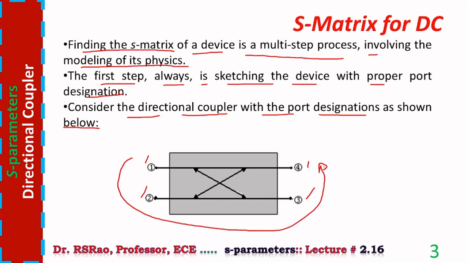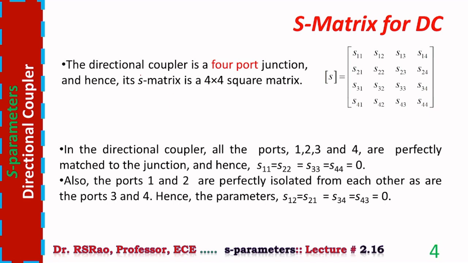scheme is followed. Usually, 1 is given to input port. Port below input port is decoupled port. Port opposite to input port is through port or output port. Remaining port is coupled. We refer to this port numbering several times in the procedure we follow in the derivation of the matrix. Let us start the actual process.